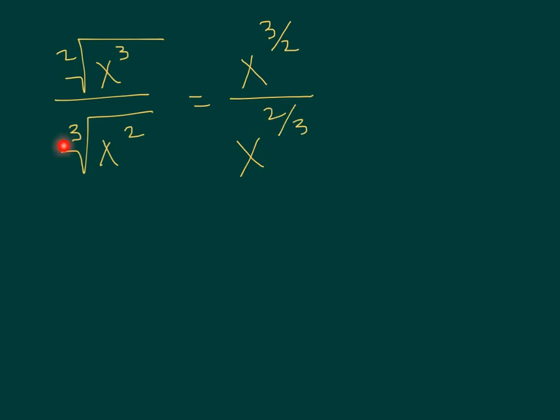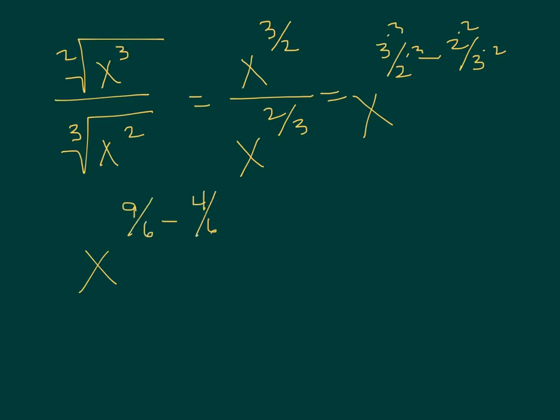Now, where did that come from? Remember, the index becomes your denominator. Index, denominator, exponent, numerator. Now, can I put these together? Well, yeah, since they're both x's, I can. And the way that we put them together, remember, when we're dividing, is we subtract. So it becomes x to the 3/2 minus 2/3. Now we need to get a common denominator, so it's going to be a 6. So I'm going to have to multiply these by 2, and I'm going to have to multiply these by 3 to get a common denominator of 6. So I'm going to get 9/6 minus 4/6. In other words, x to the 5/6 would be my final answer.